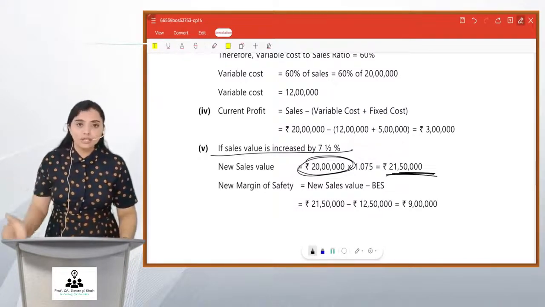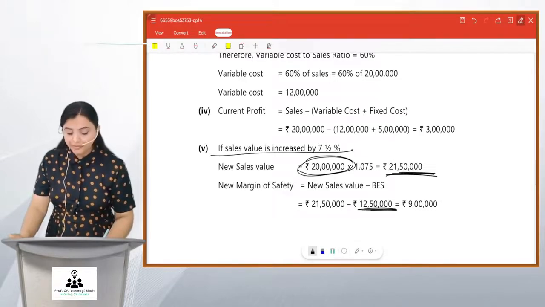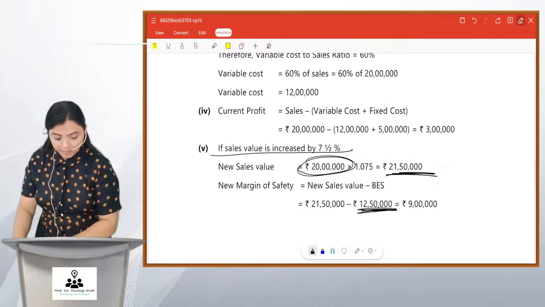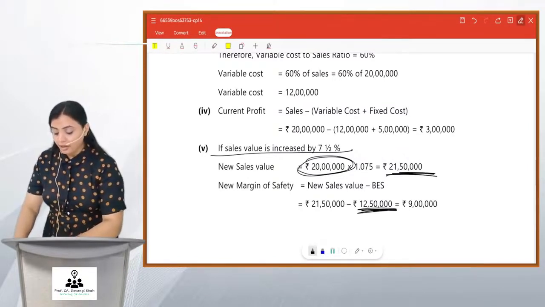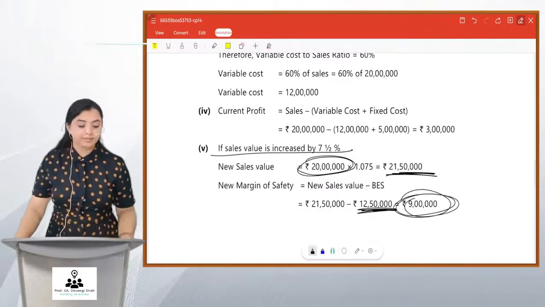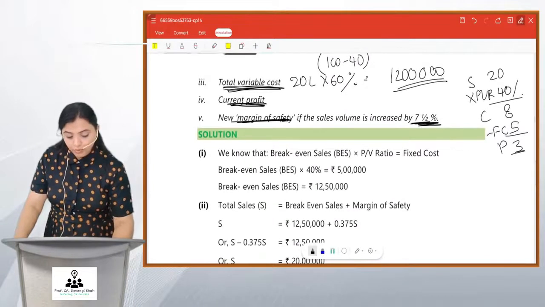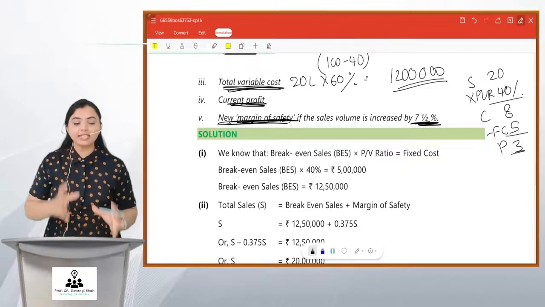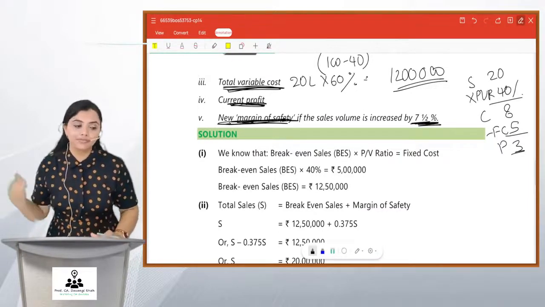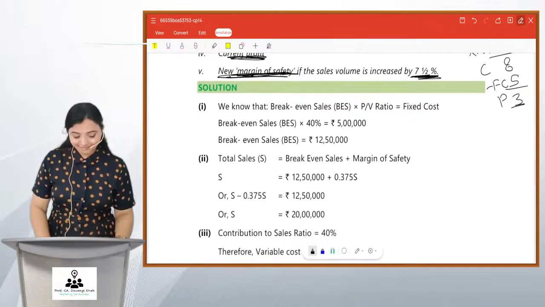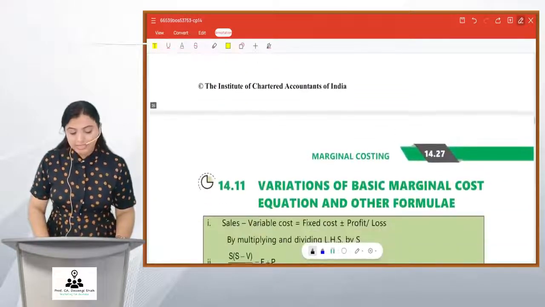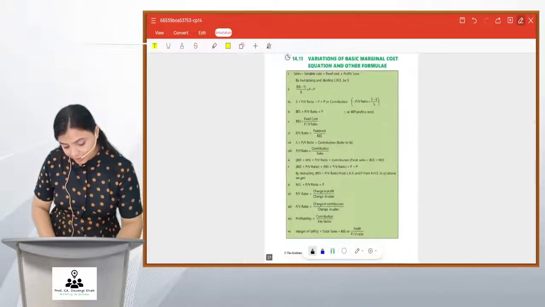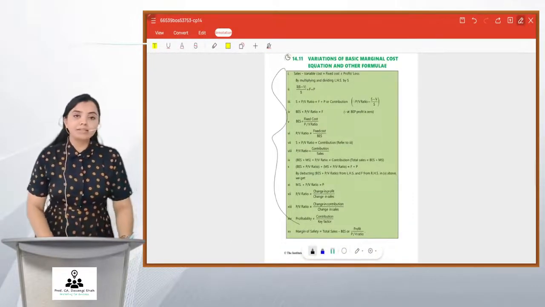Okay, so what will be the new margin of safety? Friends, my BEP is 12 lakh 50 thousand and it is not going to change. So 21,50,000 minus 12,50,000, your BEP, your new margin of safety comes to 9 lakh. The question is, new margin of safety, and friends, that will be 9 lakh rupees. Your revised sales minus BEP gives you the new margin of safety. Got it? So this is about margin of safety. We proceed further. And friends, whatever formulas I told you at the beginning of the lecture are all here. You must have a look at this once.